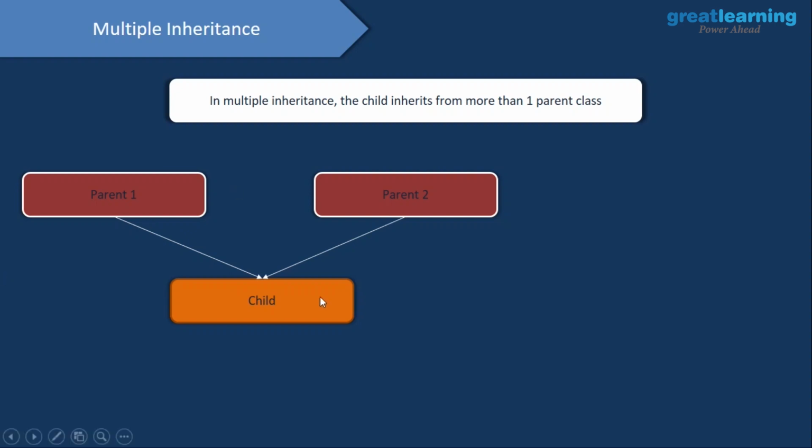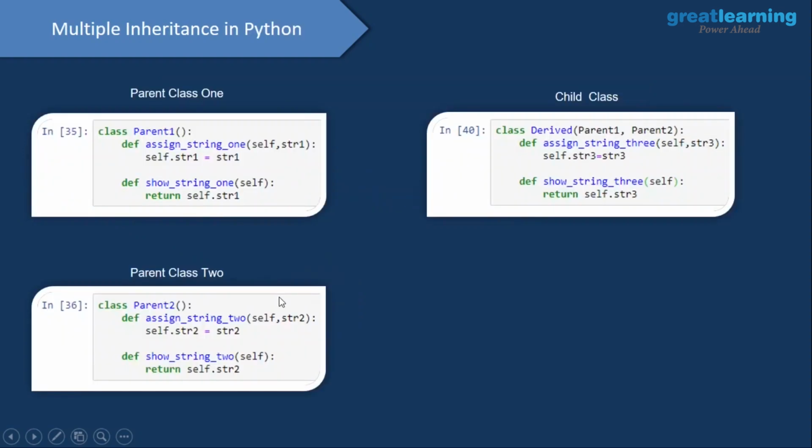So as you see, if there's a child class, this child class will be inheriting some features from parent 1 and some features from parent 2. And this is what is known as multiple inheritance. And let's have a look at this over here.